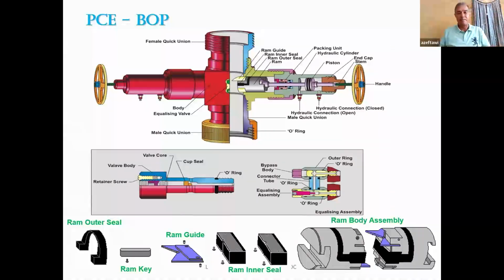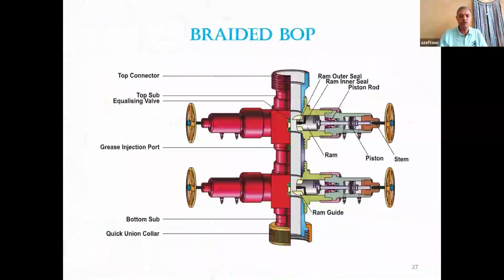So now if you have a braided line, we'll make a profile corresponding to the diameter of the wire to seal around the wire, but rubber will not seal on braided line or E-line because pressure will escape from these braids. So we have to look for a different type of BOP. That's why we use what we call braided BOP, dual braided BOP.